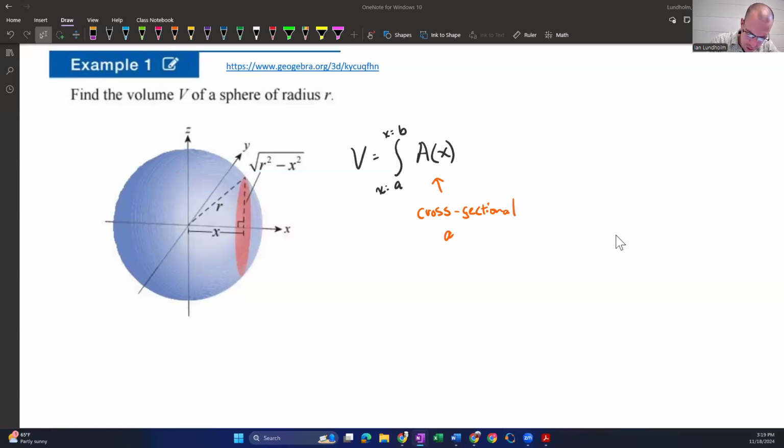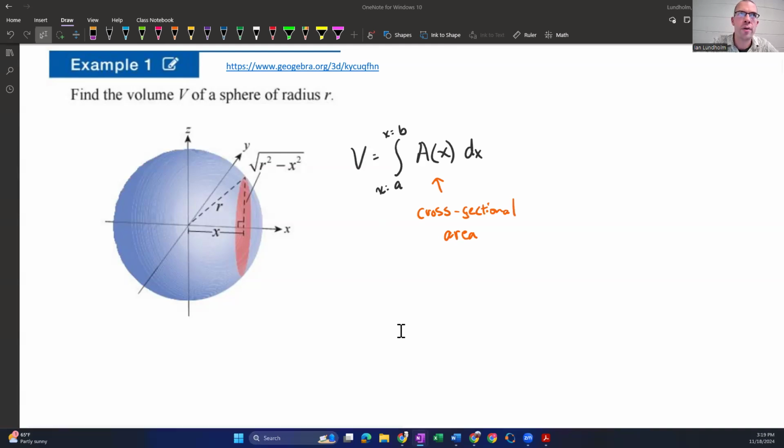And that cross-sectional area will be dependent on the x value that we're at. So this one is our x value, and then we'll go dx. The idea here is we're going to be marching along the x-axis, hopefully from some smaller x values up to larger x values, and we integrate over this entire sphere.